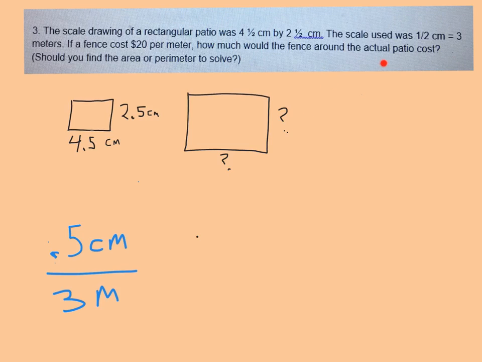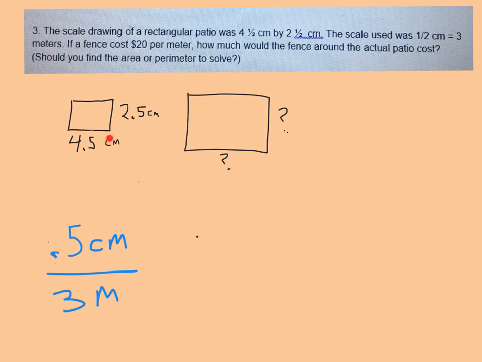So I went ahead and used my scale. 1/2 centimeter equals 3 meters, and instead of 1/2 centimeter, I also changed that to a decimal and wrote 0.5 or 5/10 centimeters right here per every 3 meters. All right, so now I can use the scale to figure out my missing pieces. I have to do that one by one.